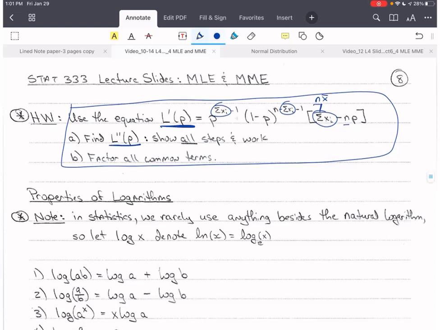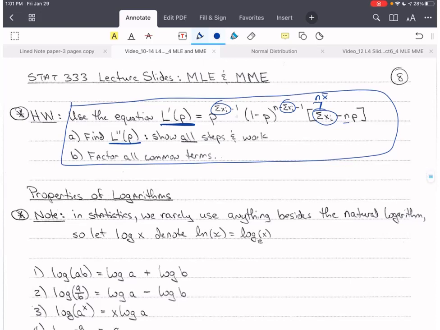So I want you to take the second derivative, so take the derivative of this. Make sure that you use your product rule. This is going to be messy. I want you to show all the steps and all your work, and I want you to factor out the common terms. So you should get this in the nicest form that you can. So you're going to have to be very careful.